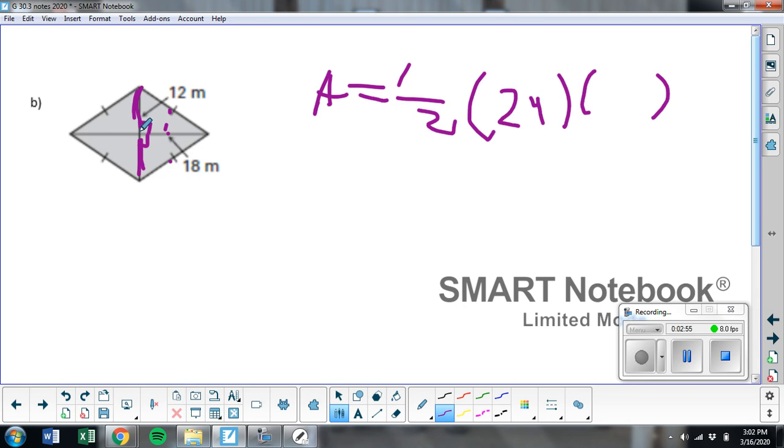And then for the same reason, this is 18. This will also be 18, so that diagonal is 36. Type that in for an answer of 432 meters squared.